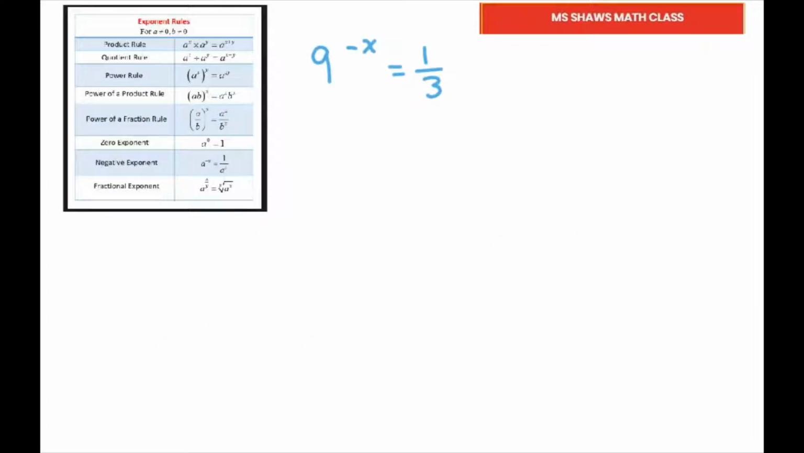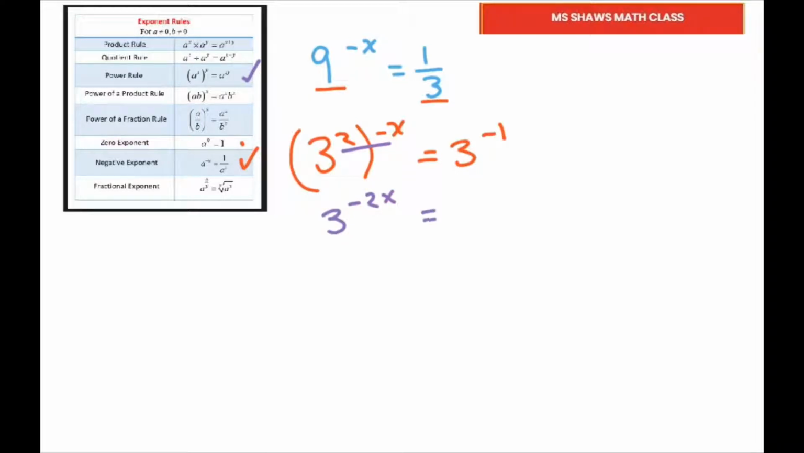All right, and the second one, again, we have to have the same bases. They're not the same. So I'm going to make my base 3. So 9 is 3 squared, to the negative x. And then I'm going to use my negative exponent, so that's going to be 3 to the negative 1. Now I'm going to also use my power rule and multiply these two. So this is 3 to the negative 2x equals 3 to the negative 1.